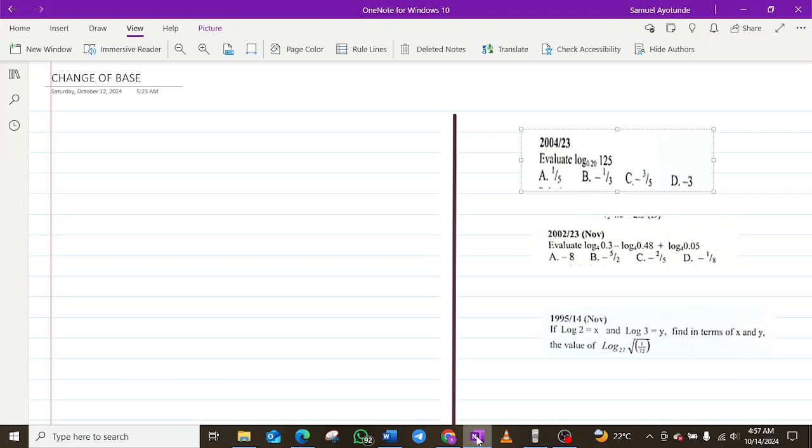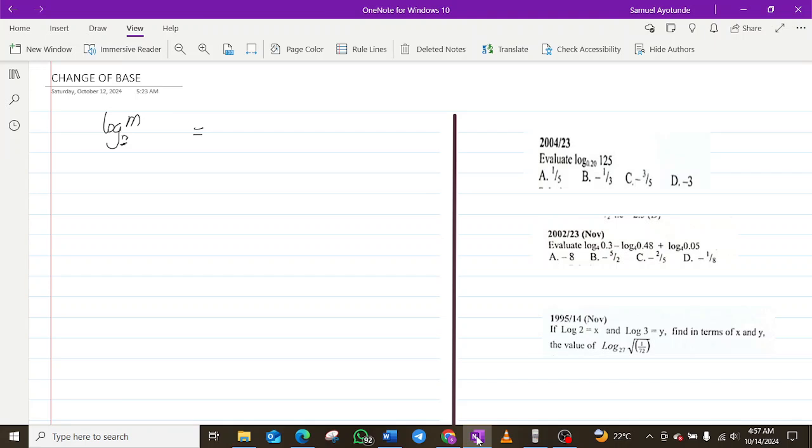Now, how do we change the base? For example, if I have log m base n, I can change this base n. But if I want to do that, I will be introducing an entirely new base. So the numbers you have as m and n will help you determine the entirely new base you want to use to replace n.